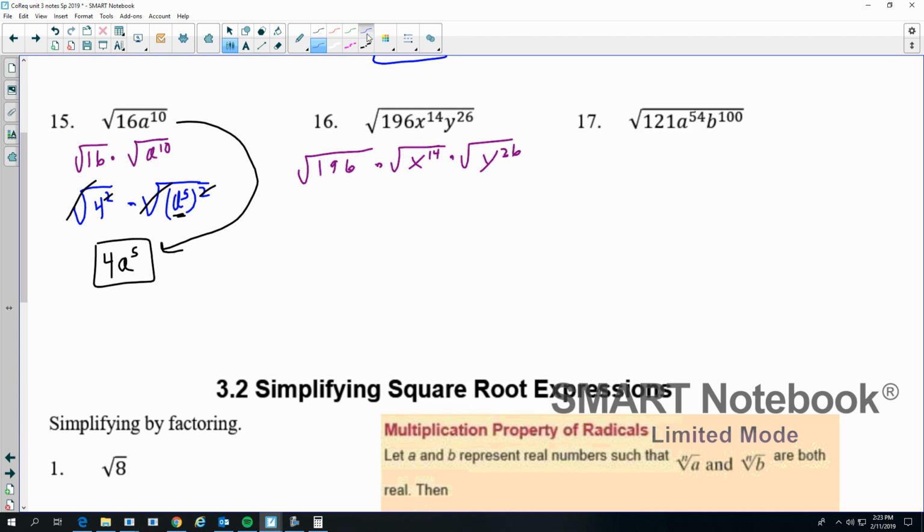Okay? And so if you look at your cheat sheet, you'll see that this right here will be 14, so you get a 14. And then, like I said, if you want to, you can divide the index into 14 right here, this power of 14, and get a 7. So that reduces to x to the 7th power. Okay? And then same thing with this, you divide the 2 into the 26, so you're going to get y to the 13th power. And there you go.